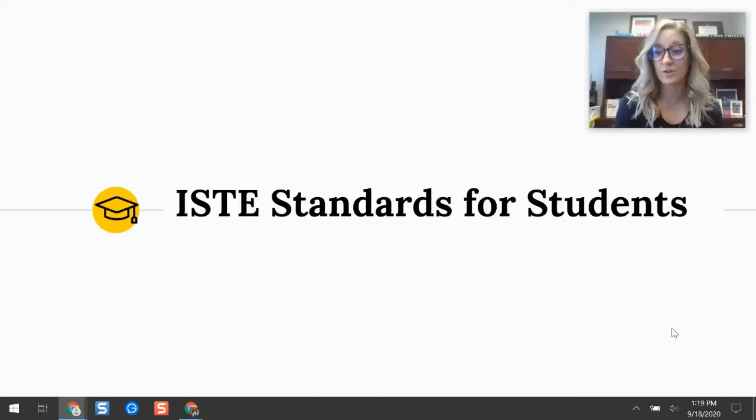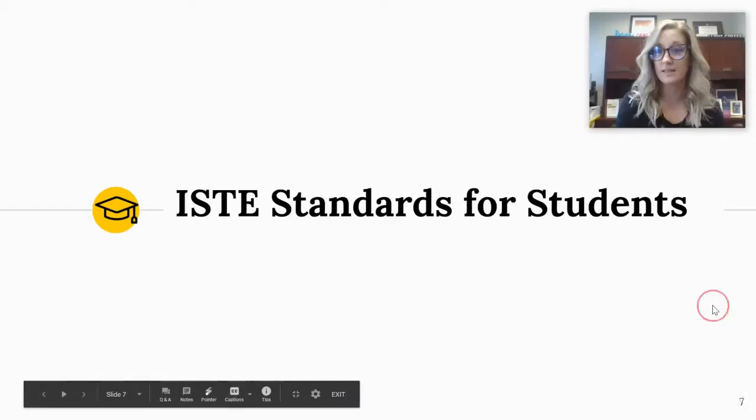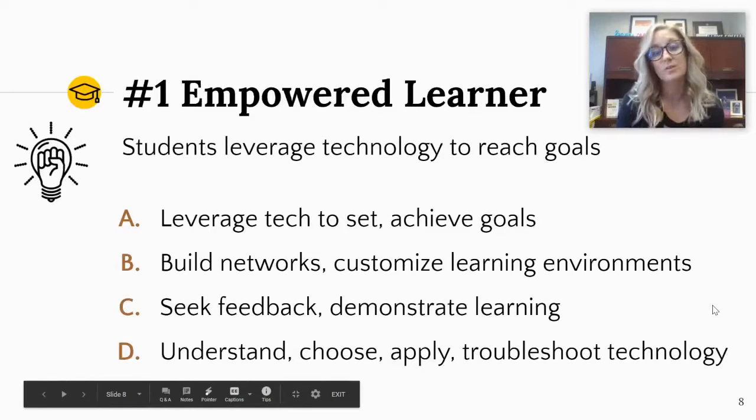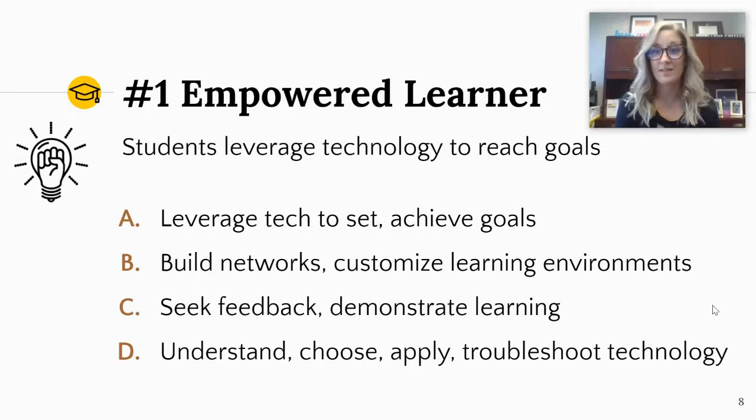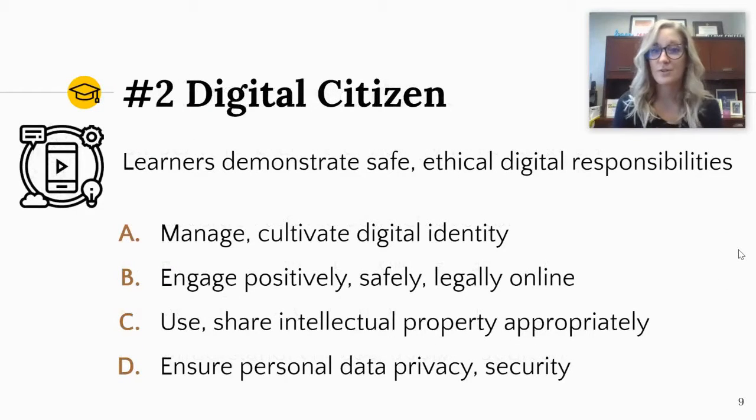What does this mean for our students? The idea behind the ISTE standards is to strive towards your students reaching these specific standards and mastering them. So standard number 1 out of 7 is students are empowered learners. They understand how to leverage technology to determine their own goals, set their own goals, monitor their progress towards them, and to reach them. Standard number 2 for students is students are digital citizens.